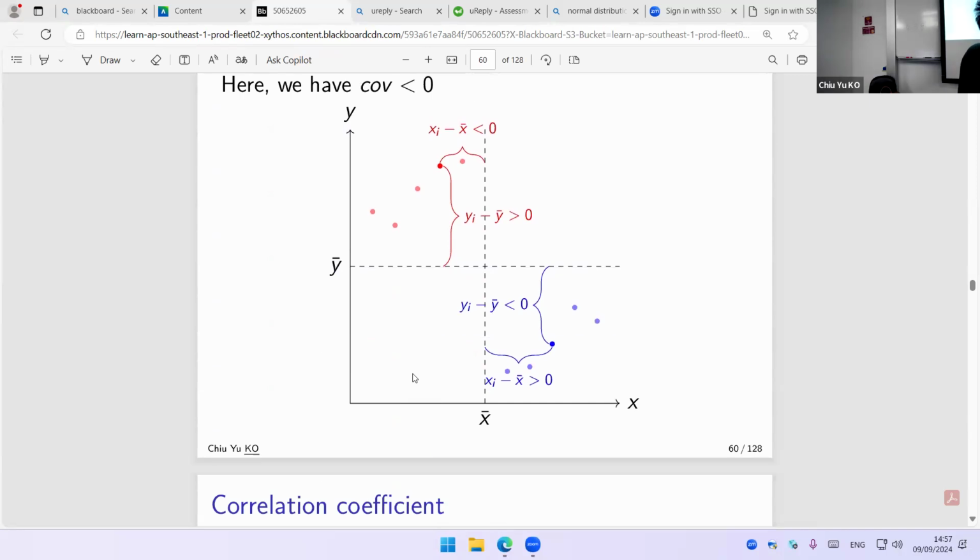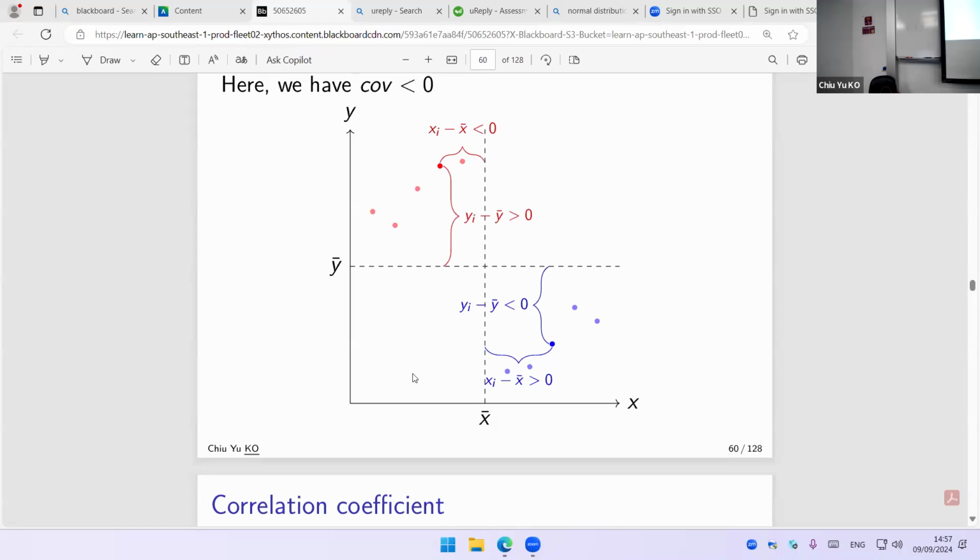In this red one, y is above the mean, but x is below the mean, right? Multiply positive and negative, it becomes negative. Okay. Look at this quantity as well, the blue one. In this case, x is above the mean on the right hand side, but y is below the mean. Multiply, it becomes negative. Okay. So you add all the observations up, right?